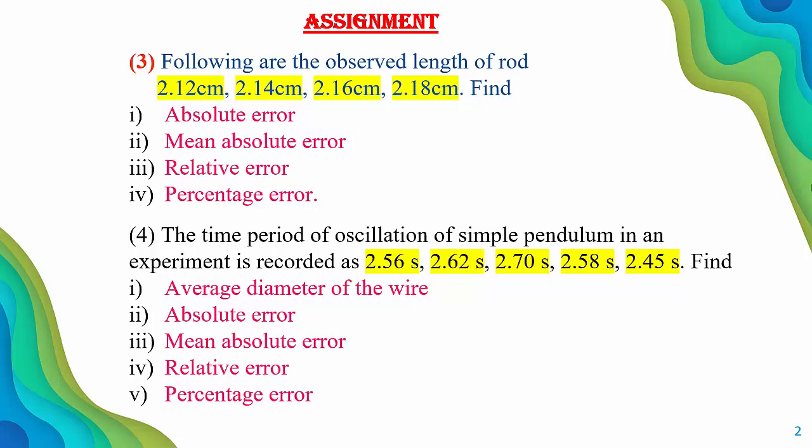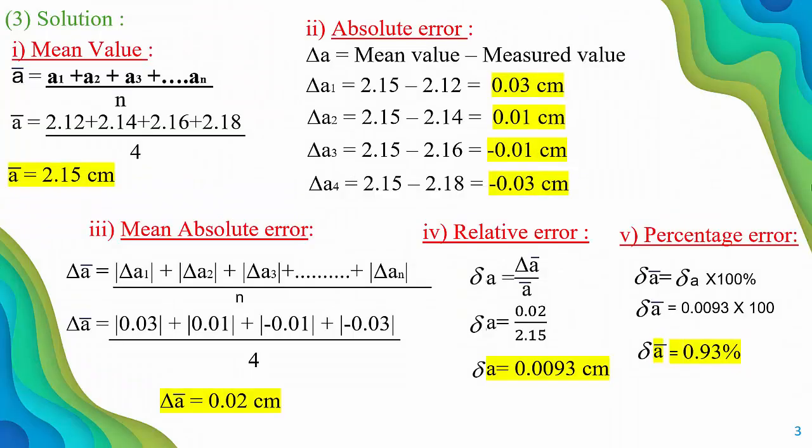Now we can solve the third problem. You can observe the solution of the third problem here. The first question is mean value. So A bar equal to A1 plus A2 plus A3 so on up to AN divided by N. This is the mean value. Here totally 4 readings are given, so adding all these 4 readings divided by 4. Suppose 5 readings are given, we have to sum all the 5 readings divided by 5. Suppose 3 readings are given, sum of all the 3 readings divided by 3. That gives the mean value or average value.